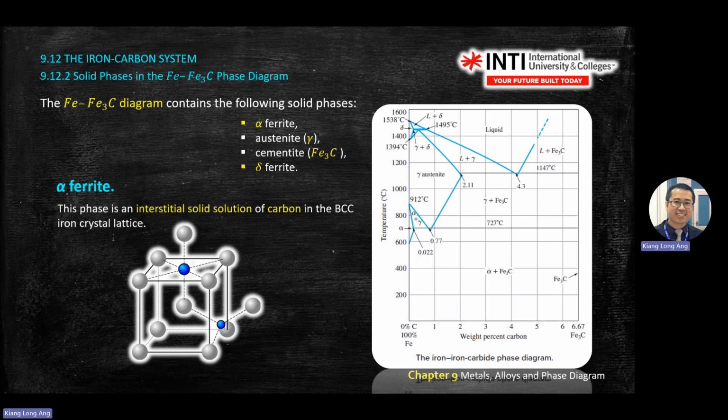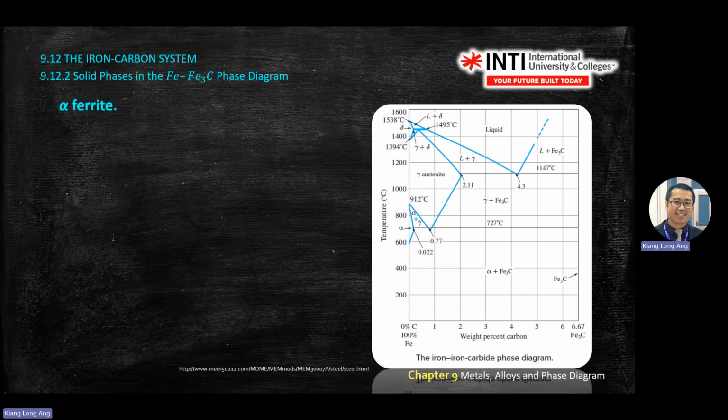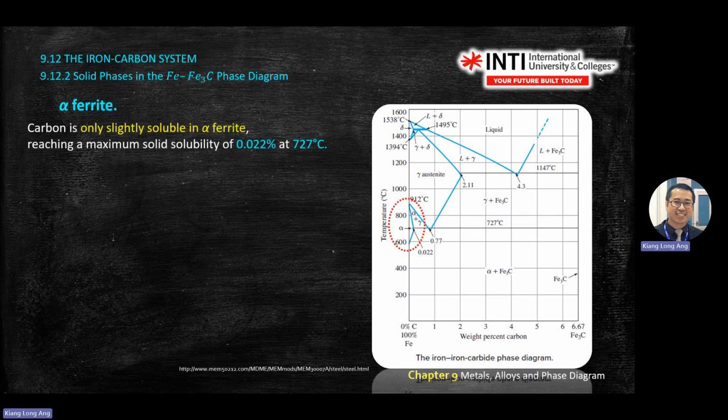So again, link back to your chapter 2. Alpha is BCC, so BCC is something like that. At least you should know what the form of that one is. Alpha ferrite is BCC. It's here. So alpha appeared at this region and not above. So this one is just here.